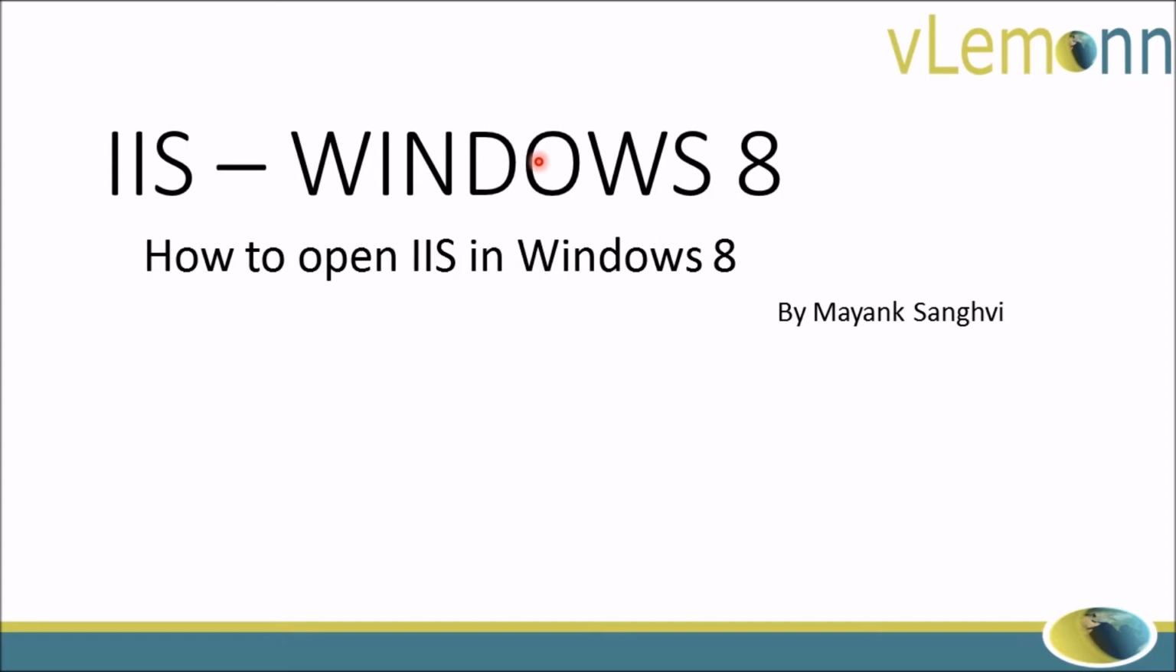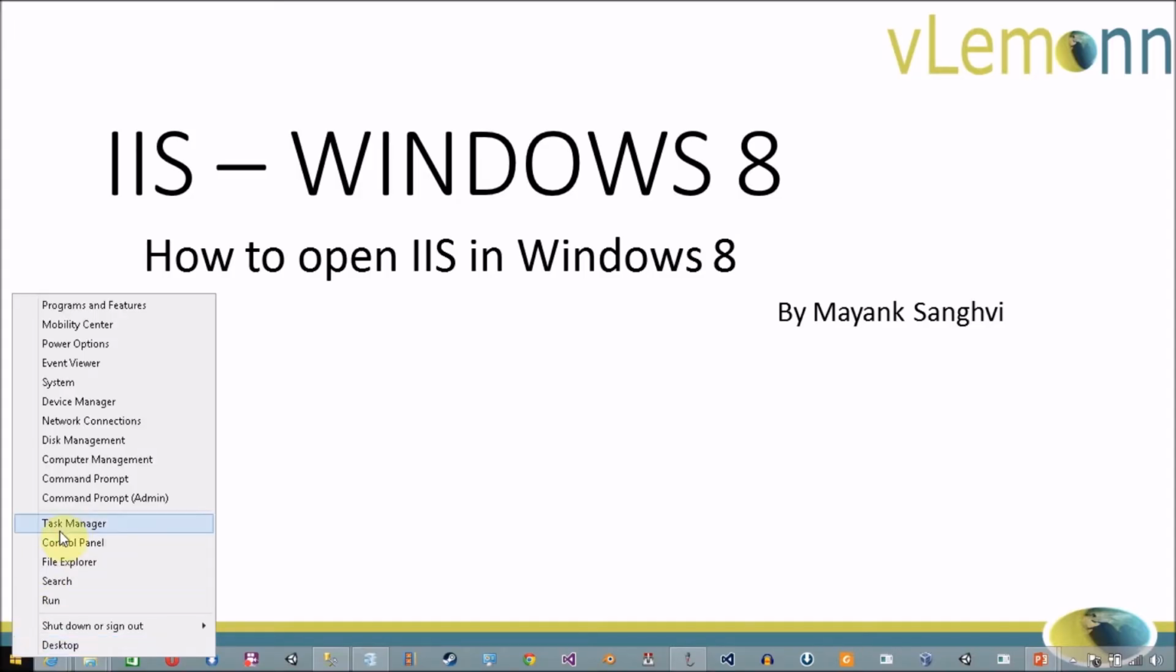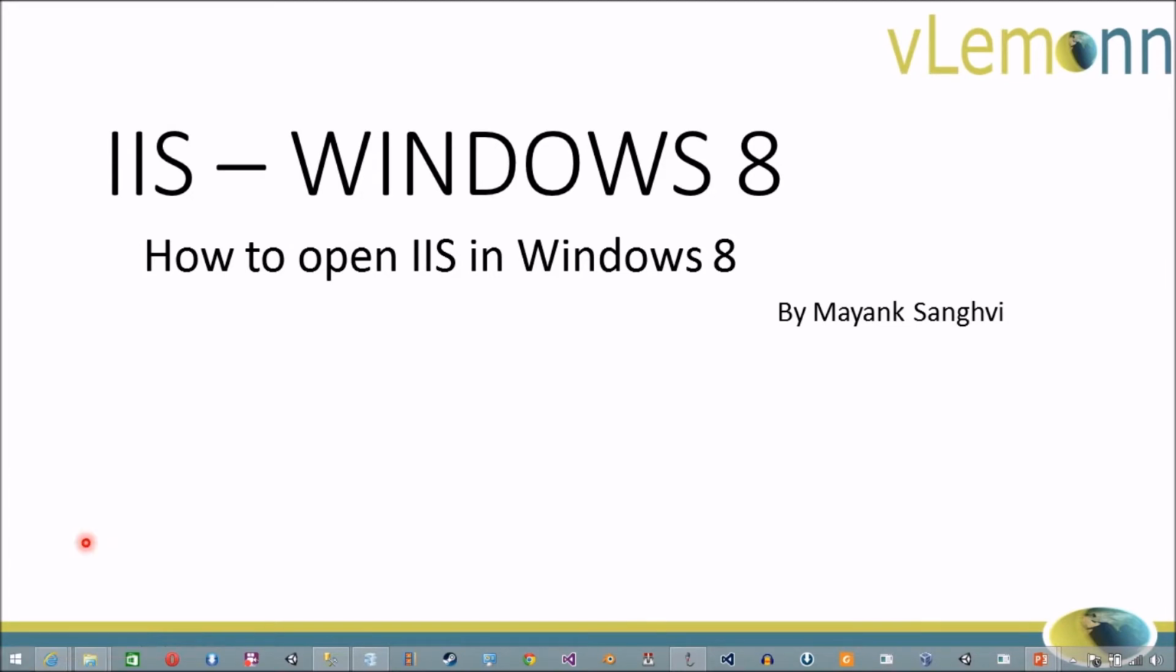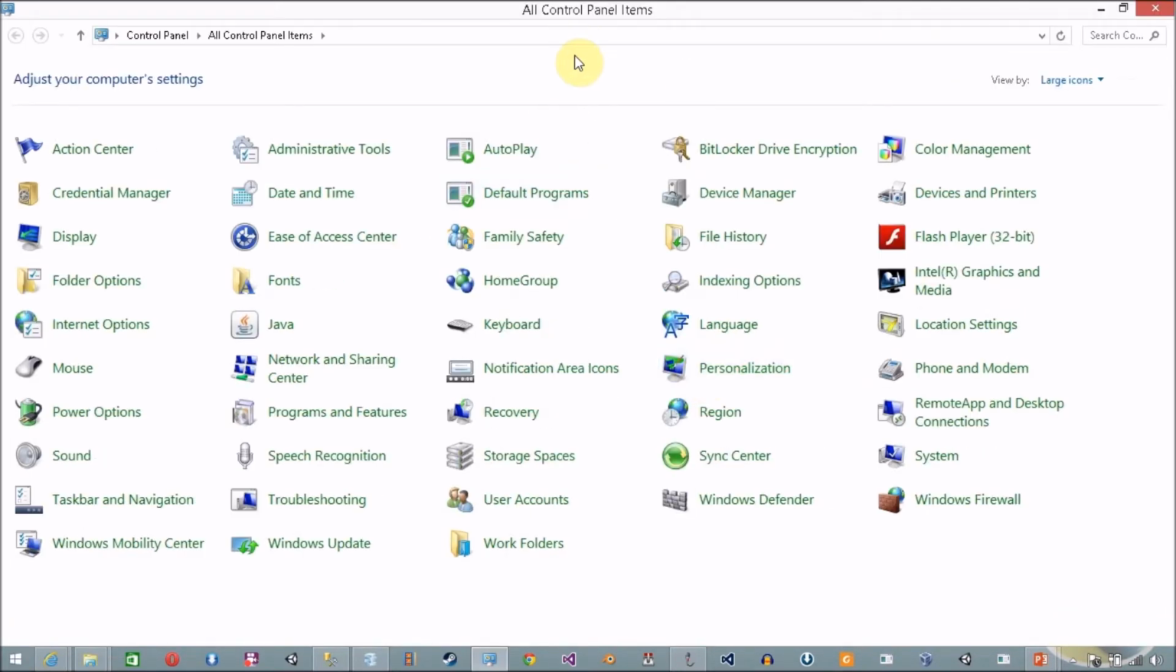Okay, first I press Windows + D to minimize everything, and now I'm going to right click on my Windows icon and then select Control Panel. Now inside Control Panel you have to click on Administrative Tools.